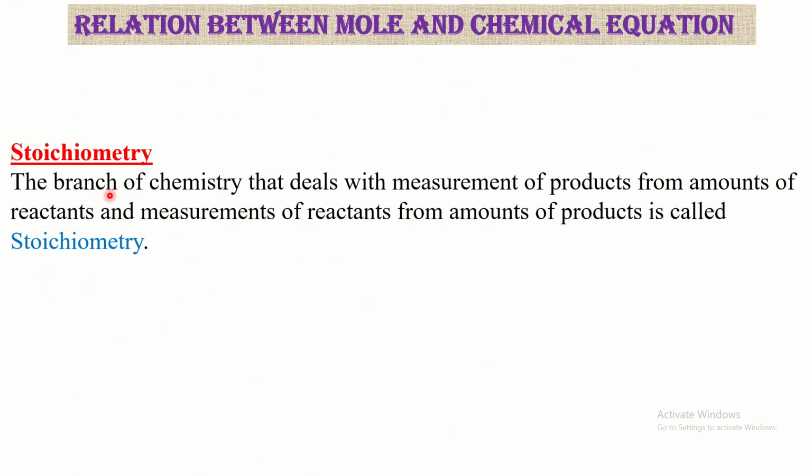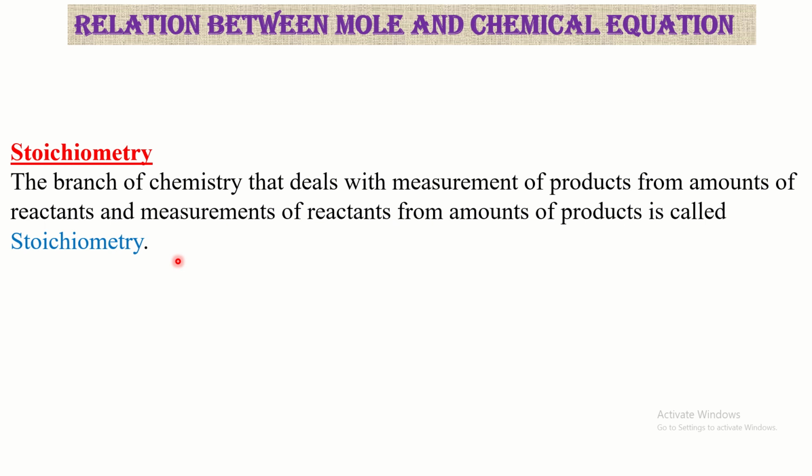Stoichiometry is the branch of chemistry that deals with measurement of products from amounts of reactants and measurements of reactants from amounts of products. This is stoichiometry. That means in this branch the amount is measured from product to reactant and also from reactant to product.